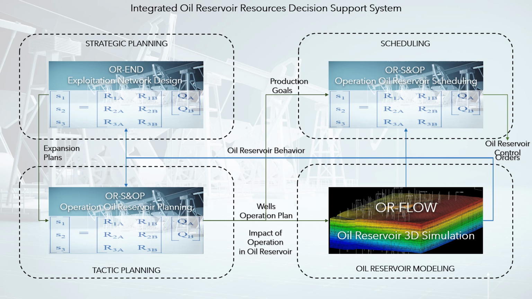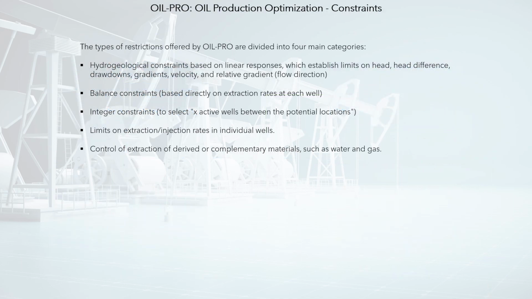The diagram shows the integrated oil reservoir resources decision support system, that considers models for all levels of the hierarchical chain of decisions, strategy, tactics and operation. The types of restrictions offered by Oil Pro are divided into four main categories.